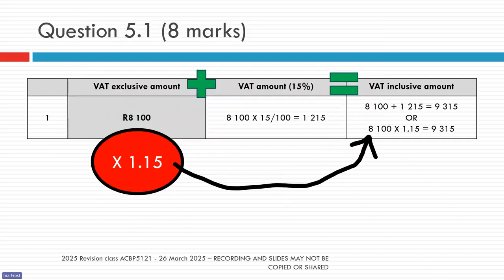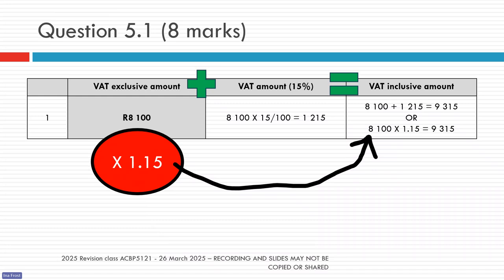So let's have a quick look then. How are we going to answer the question? Obviously the first one was the easiest one, where we gave the student the amount excluding VAT, and they now had to get to the VAT and to the VAT inclusive amount. So to get to the VAT amount, they would have just multiplied with the 15%, as you can see up on my screen.